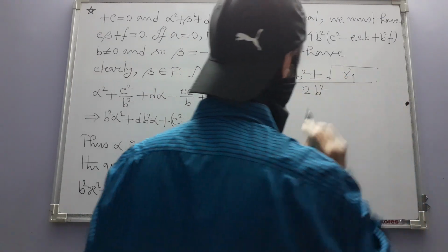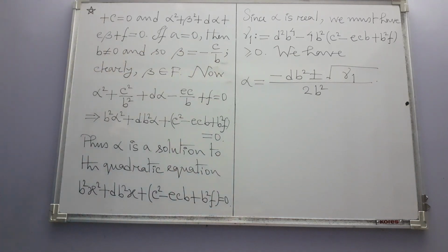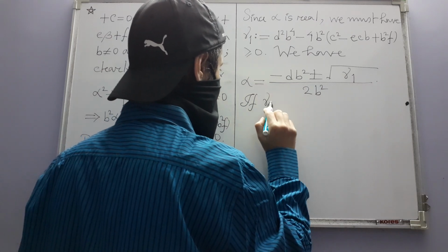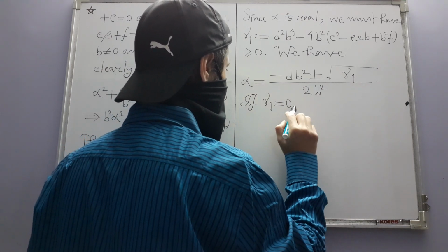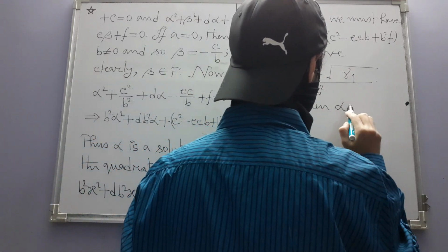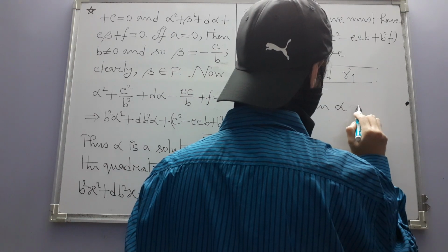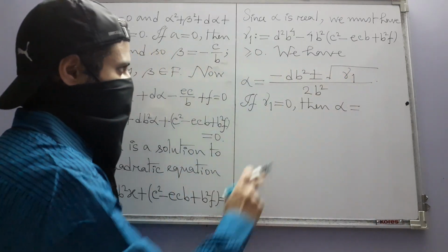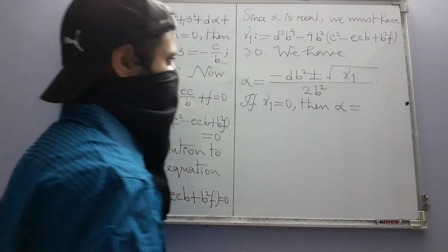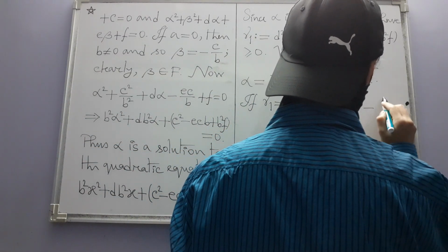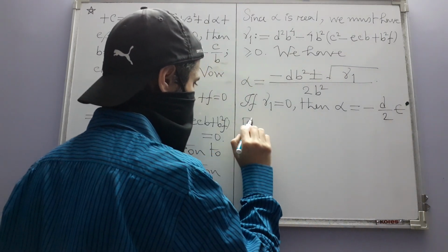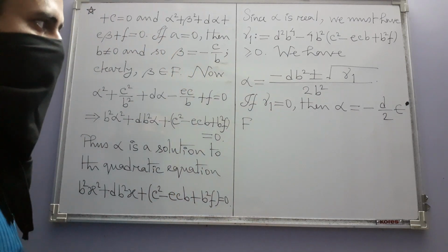b squared. Yeah, now we can write, if gamma 1 is 0, then alpha becomes what? This term vanishes, b squared and b squared cancel out. Keep in mind b is non-zero, so you just get d over 2, and this definitely belongs to F, because d is in F.